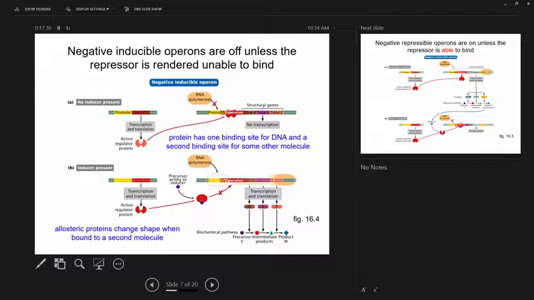When it does, an allosteric change takes place. The binding of the inducer molecule to its site changes the shape of the DNA binding site so it can't bind DNA anymore. And the repressor will fall off as shown here. See, the inducer bound to its site, it changes the DNA binding site so it can't bind. So now the gene can be turned on. Nothing came in to turn it on. You're just relieving the repression.